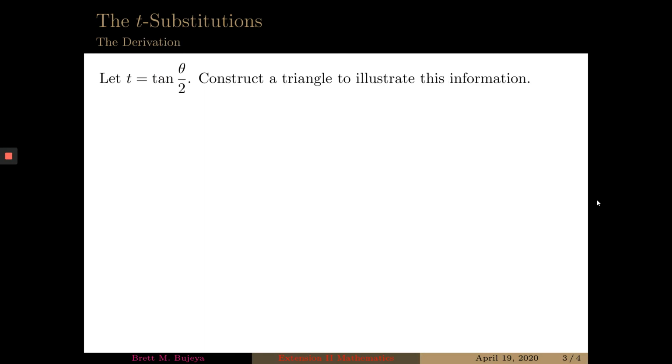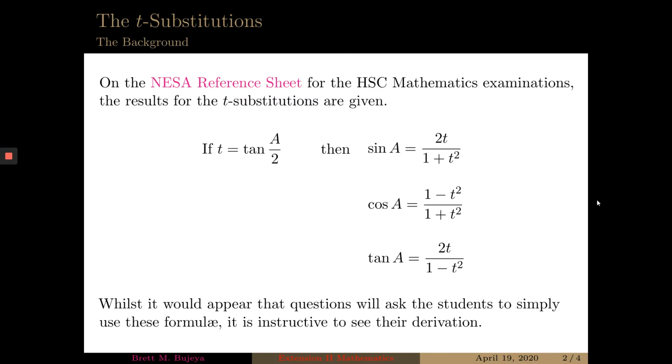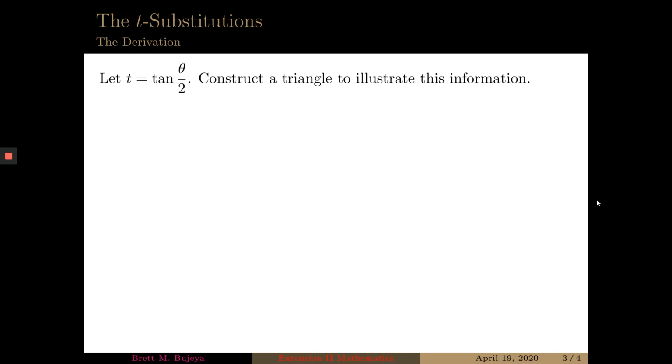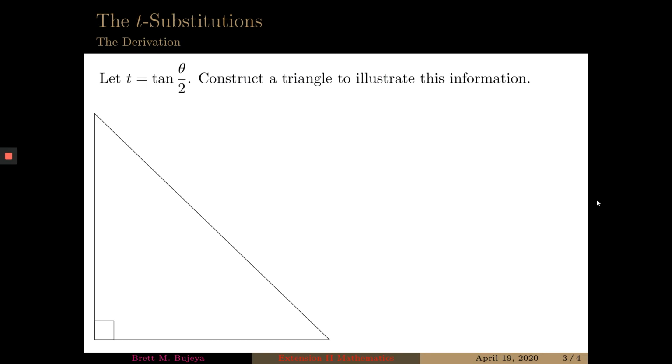So the first thing you do is, I've used theta here, the reference sheet uses A, it's a dummy variable. So you start off with the definition of t is tan theta on 2. So what you do, you construct a triangle that will show this information. So it's a right angle triangle. Remember, any whole number can be written as a fraction by putting it over 1.